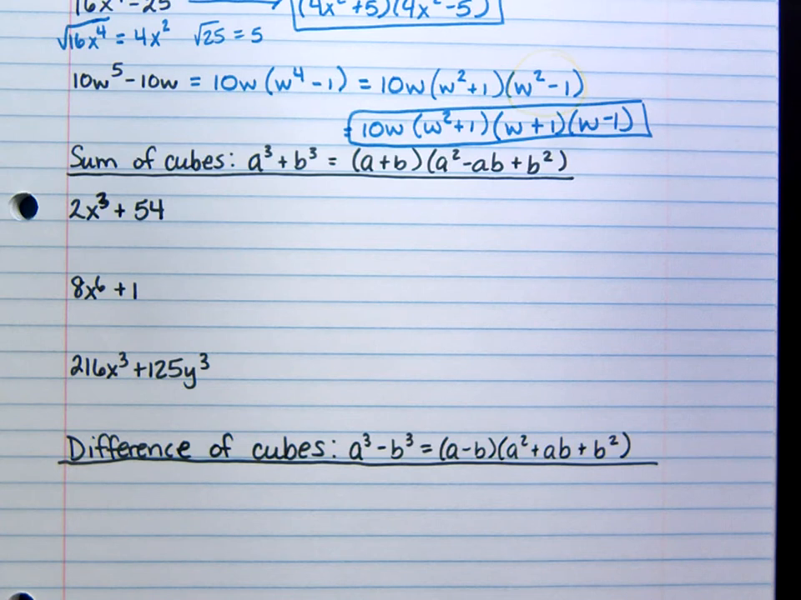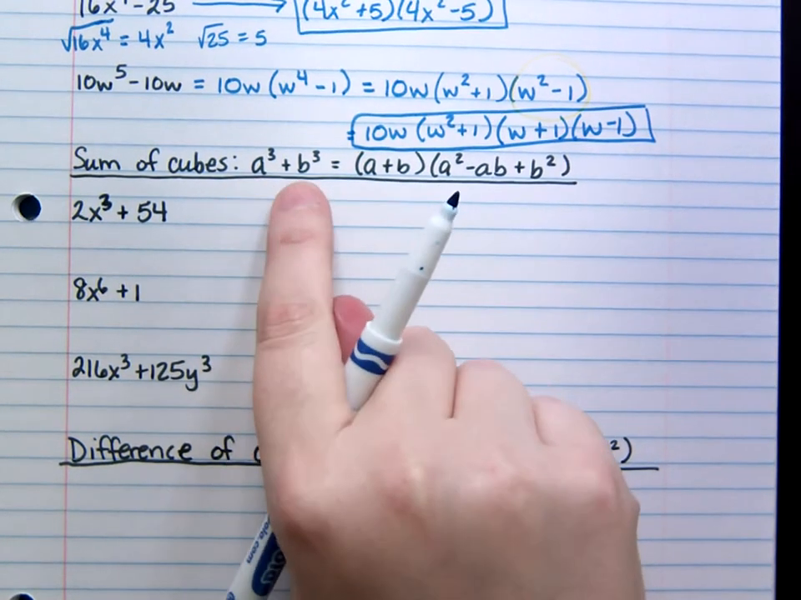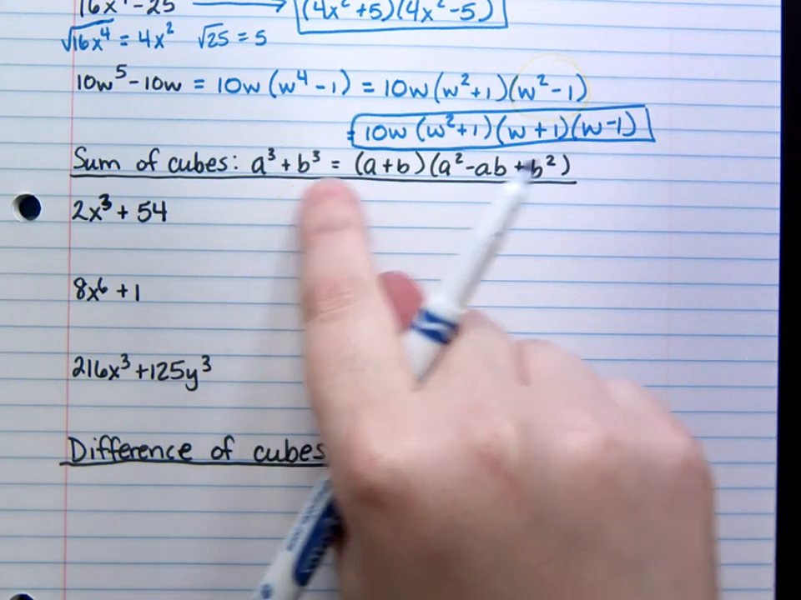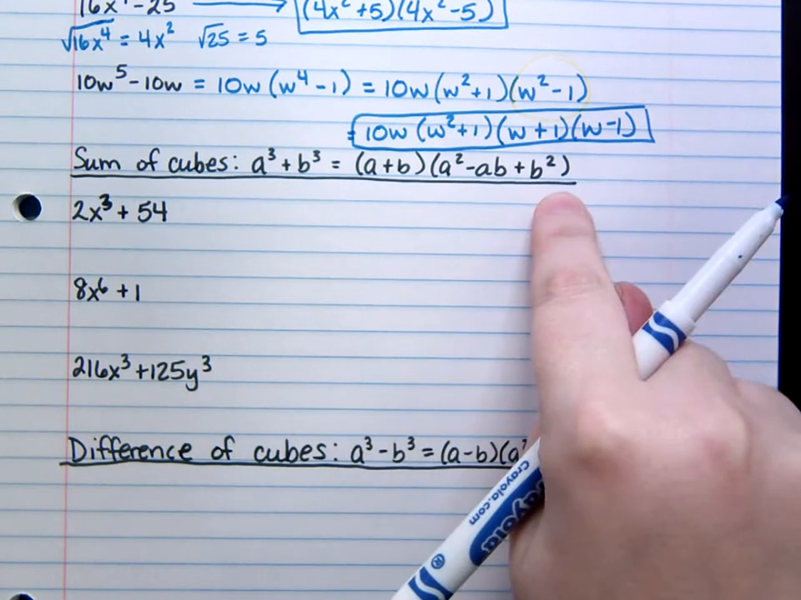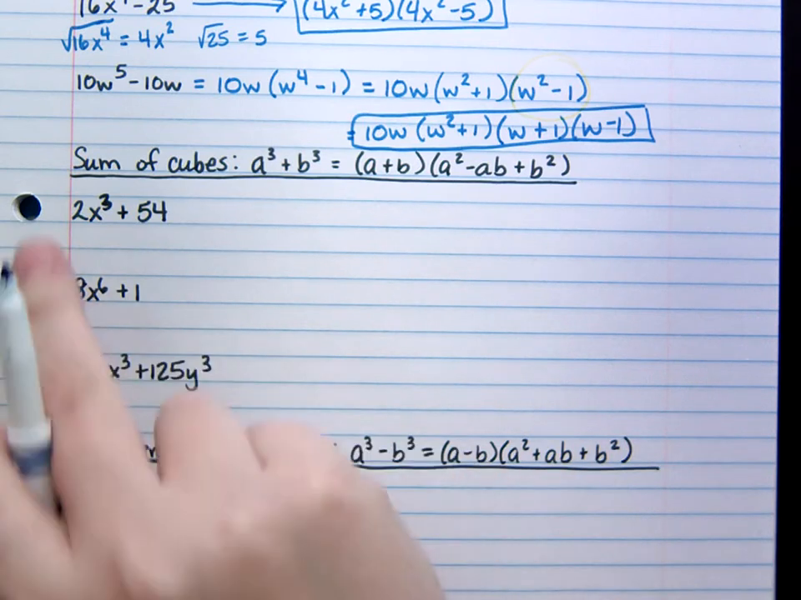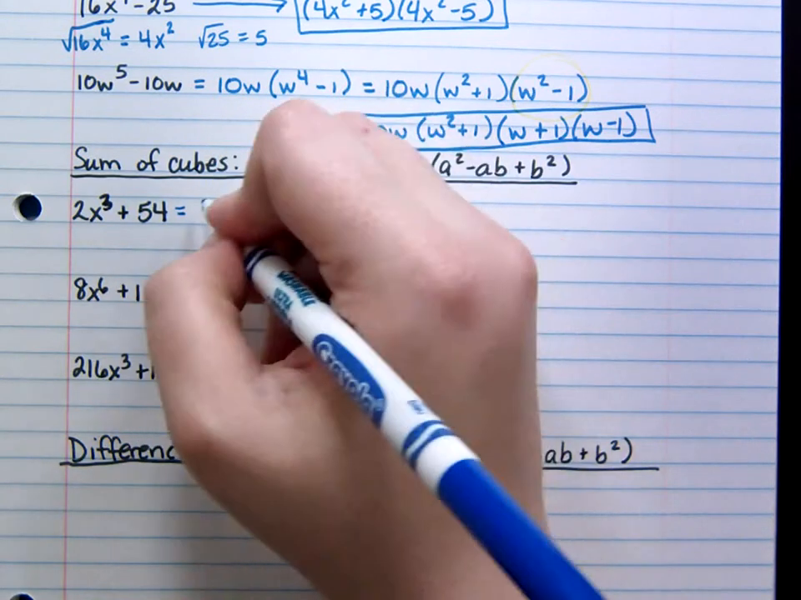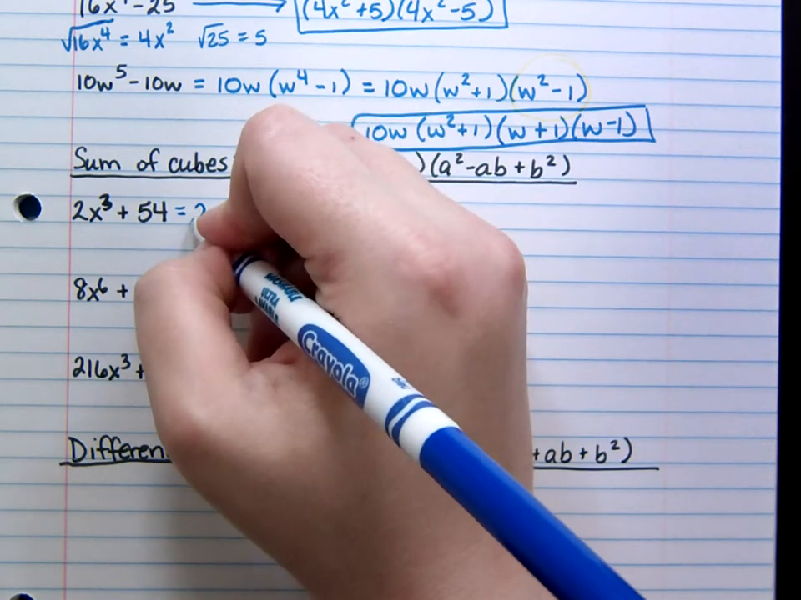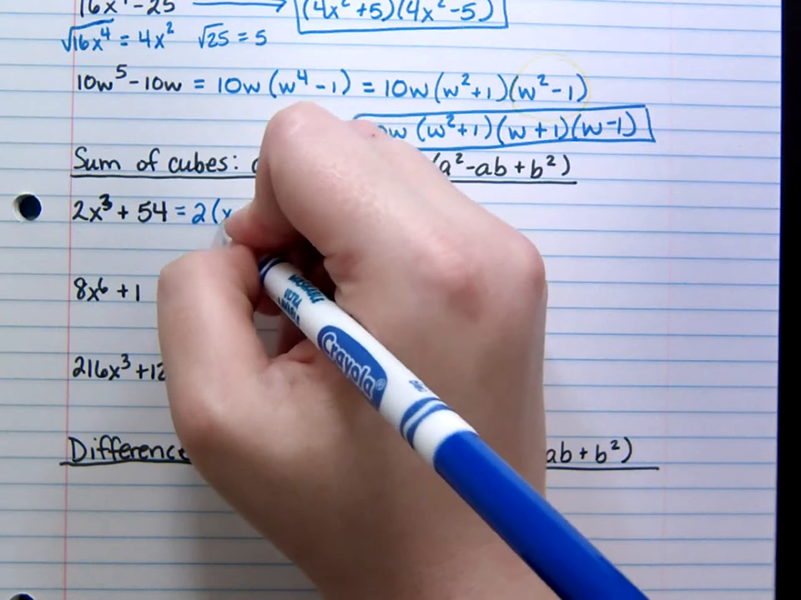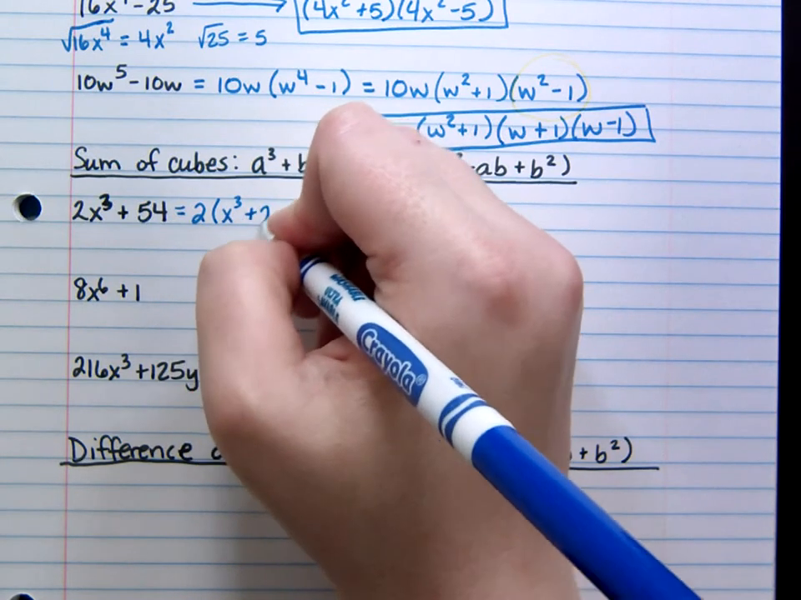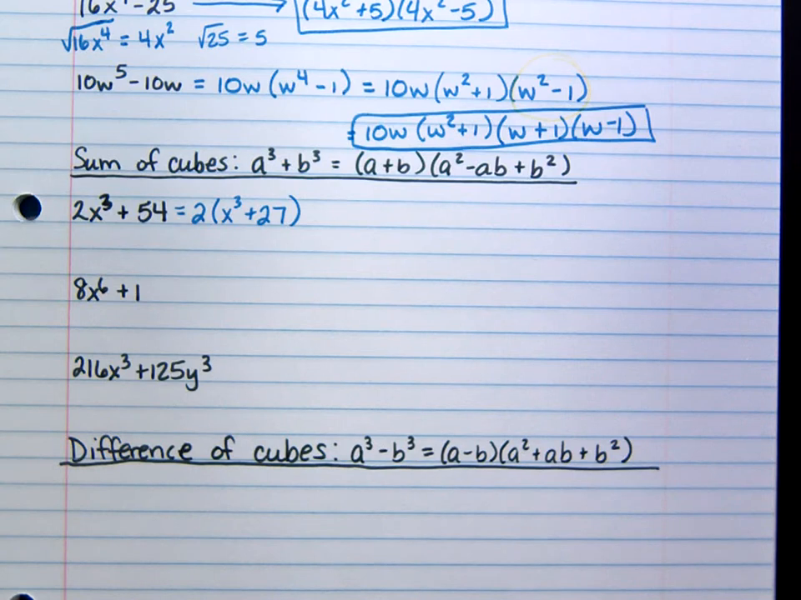Now another binomial pattern that you might see is the sum of cubes. This is where both terms are perfect cubes. You'll cube root both terms, both numbers, and then plug them in here. Now, this one here, at first, doesn't look like a sum of cubes until I check for a GCF, which there's a 2. So this can be written as 2x times x cubed plus 27. And x cubed plus 27 is a sum of cubes.